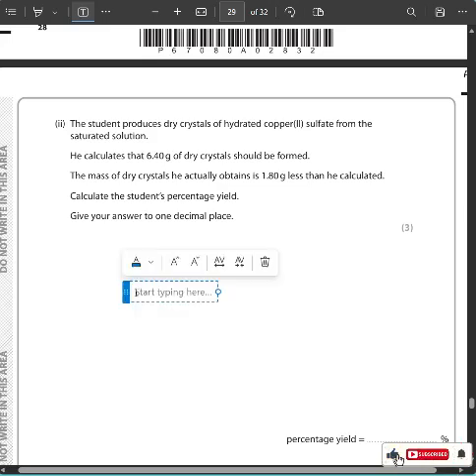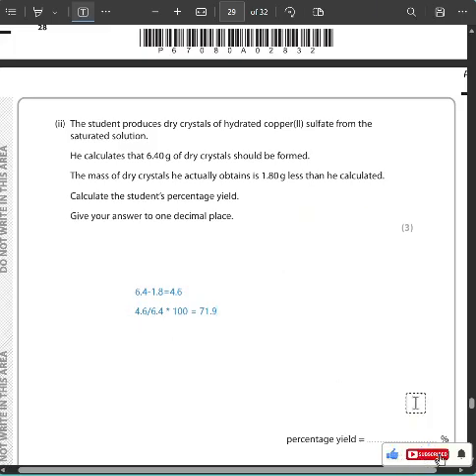Okay, we will subtract 1.8 from 6.4. It equals 4.6, and 4.6 out of 6.4, and for finding the percentage we multiply by 100, and the result is 71.9.